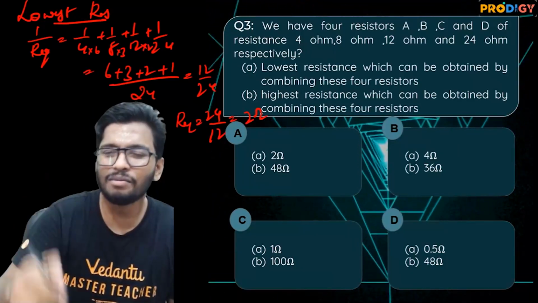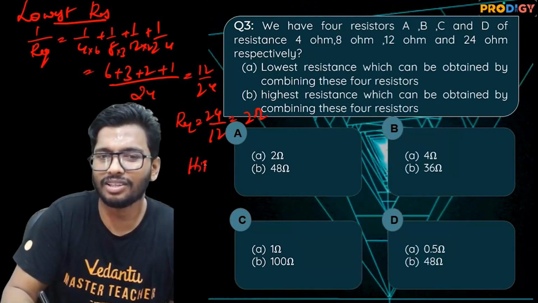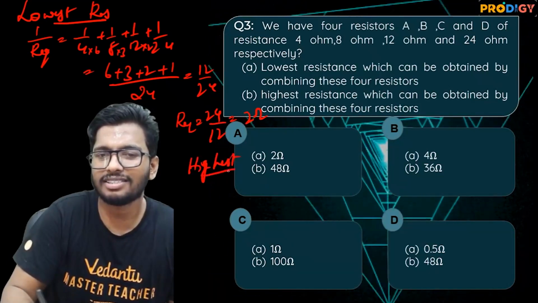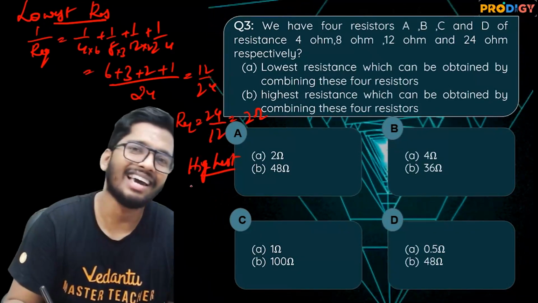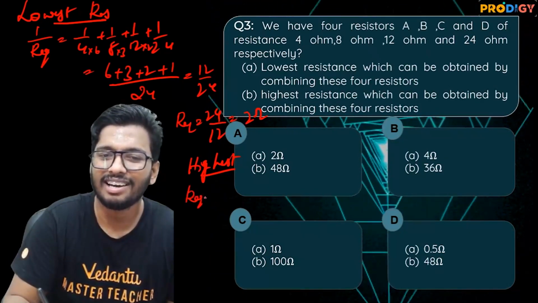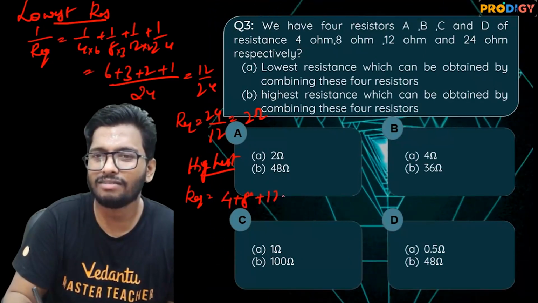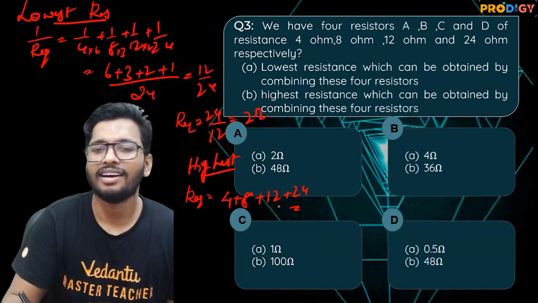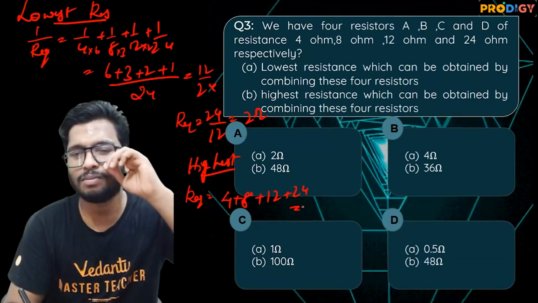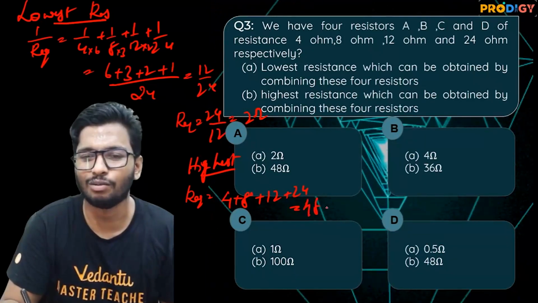When you want the highest amount of resistance, what would you do? You would connect them in series. And what would be the equivalent resistance there? R equivalent would be 4 plus 8 plus 12 plus 24, which is equal to 48 ohms.